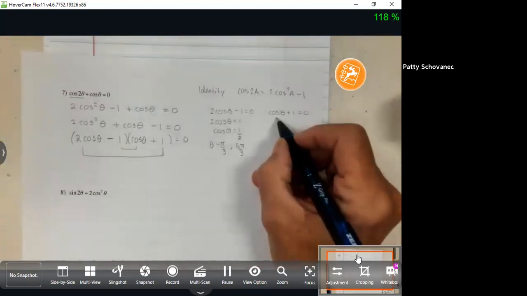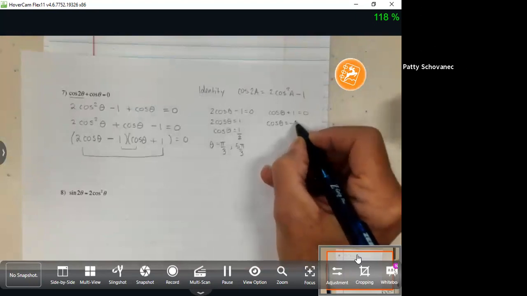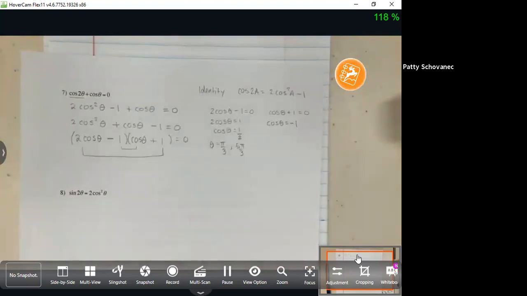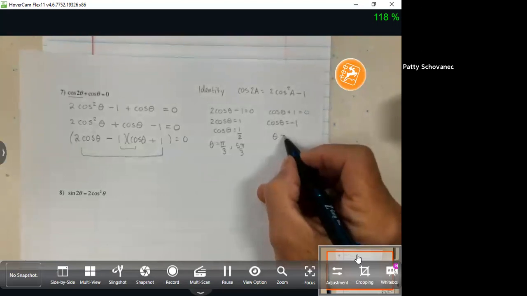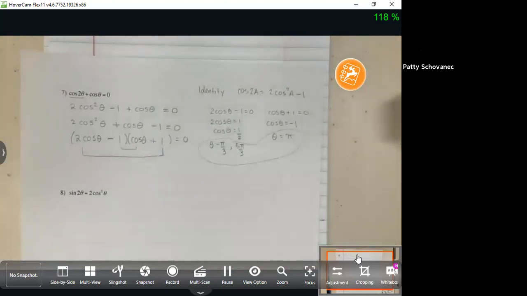All right, the next equation, cosine of theta +1 is 0 when cosine of theta is -1. There is only one place on the unit circle where the cosine is -1. Pi. Got him. Got him.